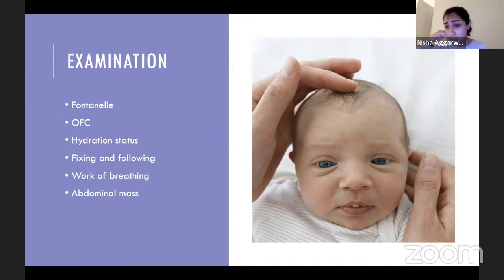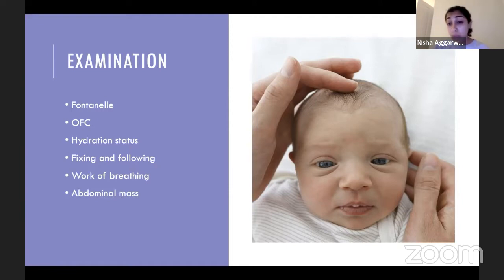Fixing and following is just an example that I've put of developmental progress. At the 6-week check, they should be fixing and following, so just check that their vision looks okay. Ask mum or dad if they feel like the baby is watching them and following things around the room. It's a really good indication of vision.